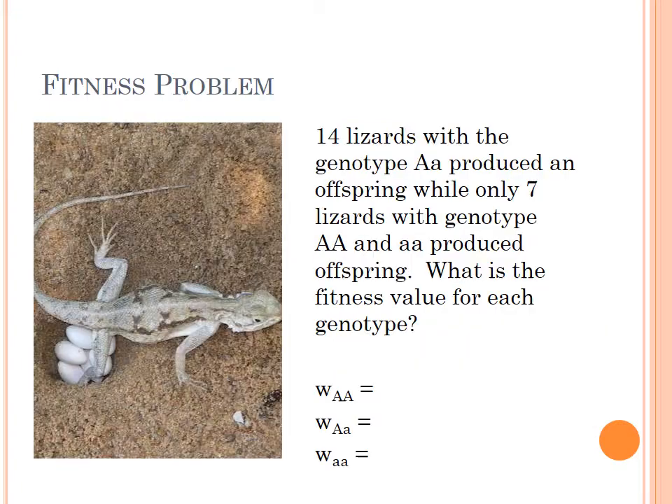One more. This time we've got lizards. 14 lizards with genotype big A, little a produced offspring, while only 7 lizards with genotype big A, big A, and 7 with little a, little a produced offspring. So what is the fitness value of big A? 1/2. Fitness value of big A, little a? 1, and little a, 1/2.